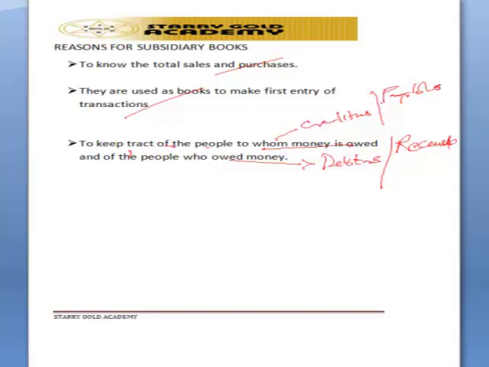So we shall take these subsidiary books of account one after the other. Let's consider the first subsidiary book of account, which is our sales day book or sales journal. It records goods sold on credit to customers. So this is a book of original entry in which credit sales are recorded before being posted to the principal book, which is the ledger.